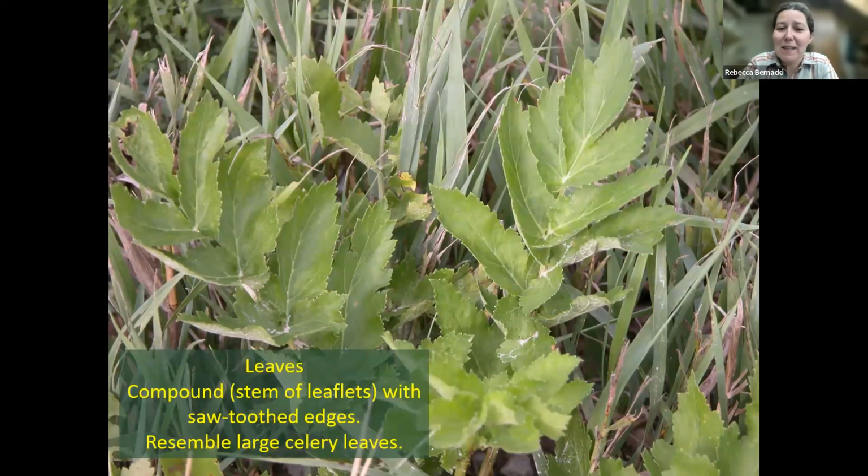The leaves of wild parsnip are really, really easily identifiable. They're compound leaves. It's a stem with multiple leaflets. Each one of those leaflets is going to have sawtoothed edges. And when you see this in the field, this picture almost doesn't do it justice. These leaves look just like celery leaves, overgrown celery leaves.